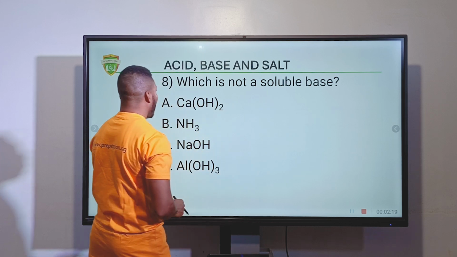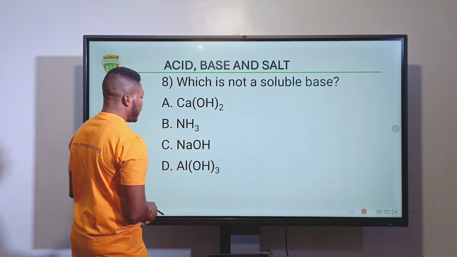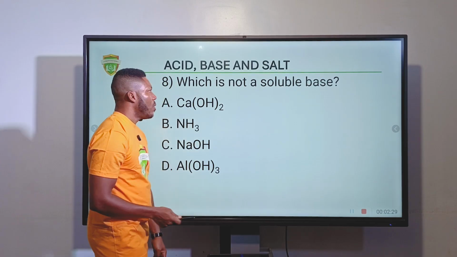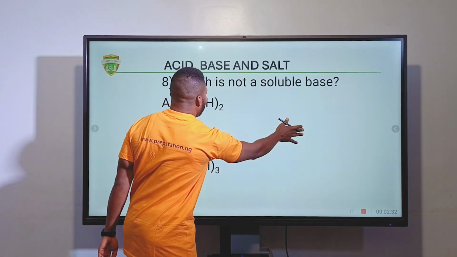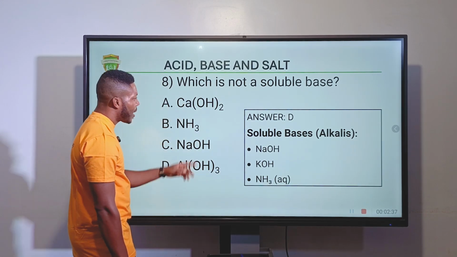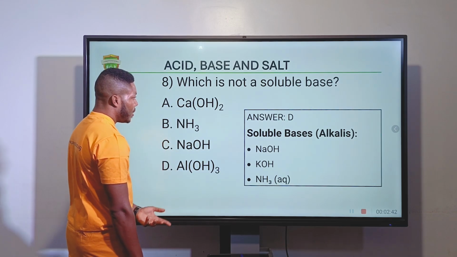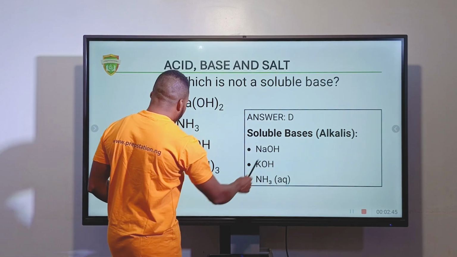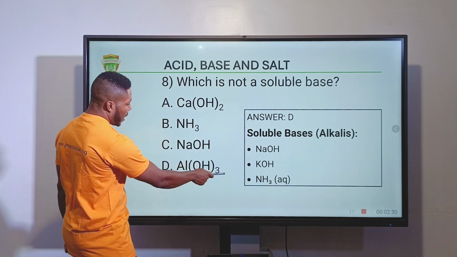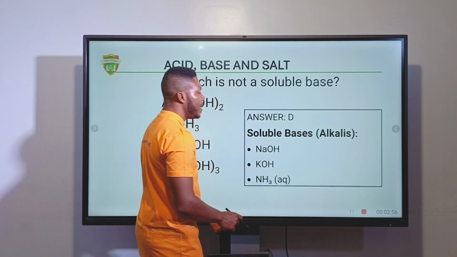So when a strong acid and a weak base combine together, it forms an acidic compound. Number 8, which is not a soluble base? Oh, simple. Choose your answer, then let's compare with mine. The answer there is D. So that means calcium hydroxide can dissolve, and sodium hydroxide can dissolve. So this one cannot dissolve, but the other three can dissolve.